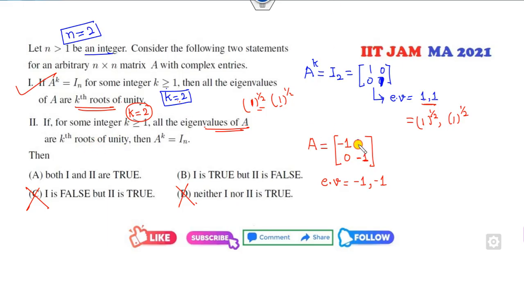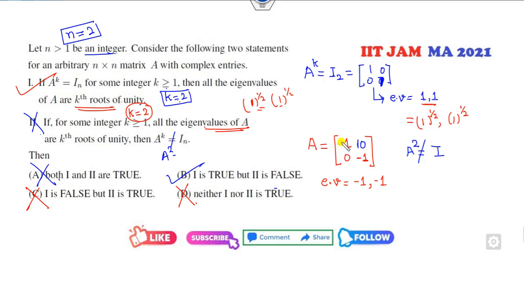Instead of this, if I take any number, say 10, 5, anything, then clearly A raised to a power, if you find the A square of this, is it equal to I? No, because of this 10. So this option is the wrong option. So the second is false, and B is the right answer. You can see that this has the eigenvalues -1 and 1. Fine. So clearly this is the right option.